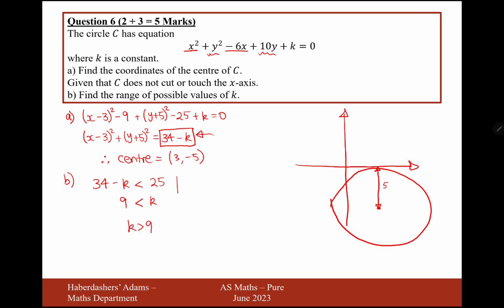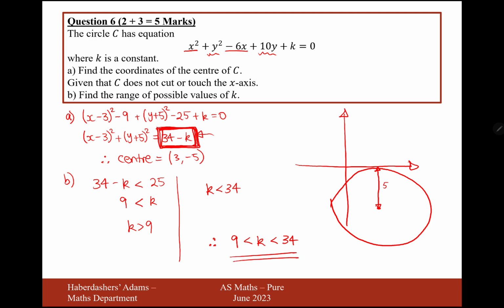So most people got that mark, but the mark that people accidentally forgot is to consider if k got too big, then actually you wouldn't have a circle anymore. So the upper boundary for k has to be 34, so k has to be less than 34, because otherwise, if we look back at this part of the equation of a circle here, there would be a value that is negative there, which you can't have when you're doing an equation of a circle. So therefore, k can't be any bigger than 34. So therefore, the final answer for this one is 9 is the lower boundary and 34 is the upper boundary.